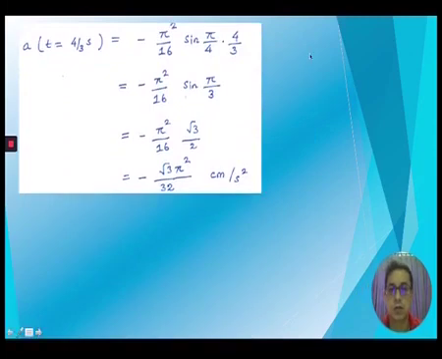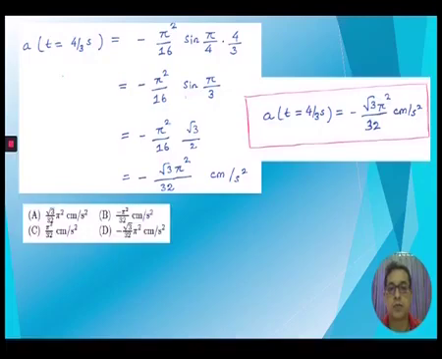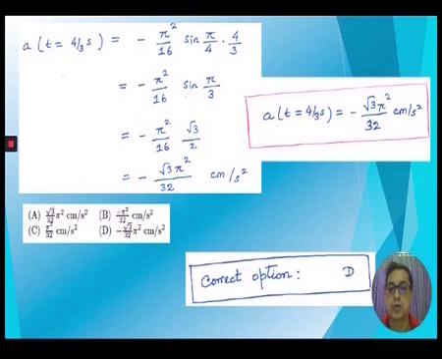If you put it in, it's very simple, trivial calculations, which is going to give you minus root 3 by 32 pi square centimeter per second square. Remember, the position was given in the unit of centimeter. So if you look at the options, you can immediately see that the correct option should be D.